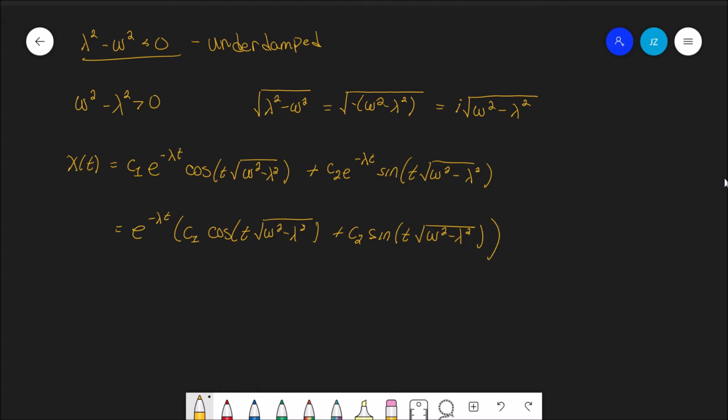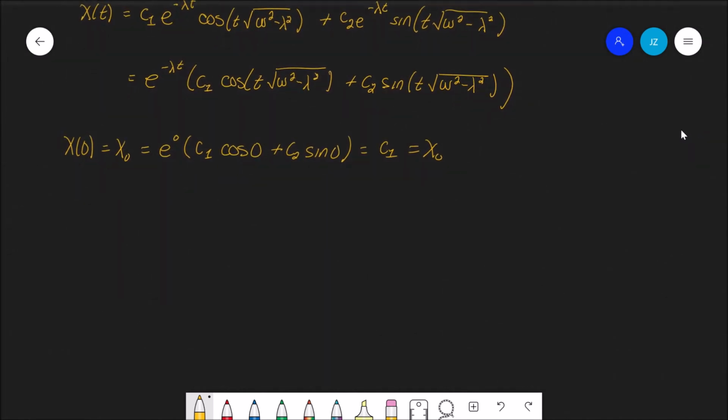Using the condition x of 0 is equal to x naught, we'll have x naught is equal to e to the 0 times c1 cosine of 0 plus c2 sine of 0, which is just c1, so c1 is x naught.